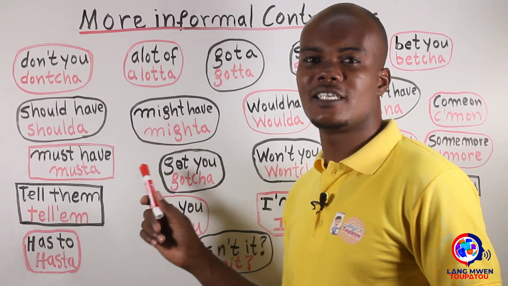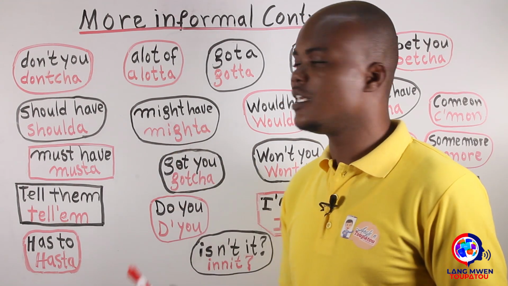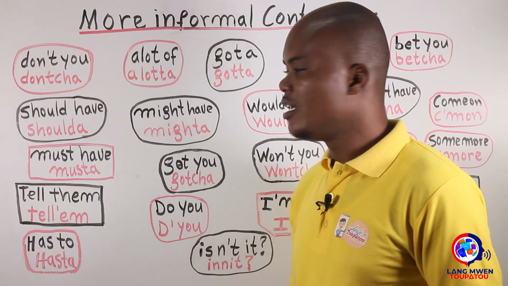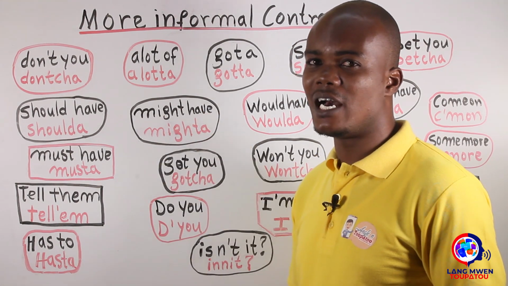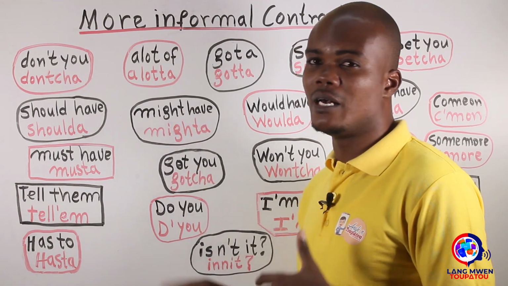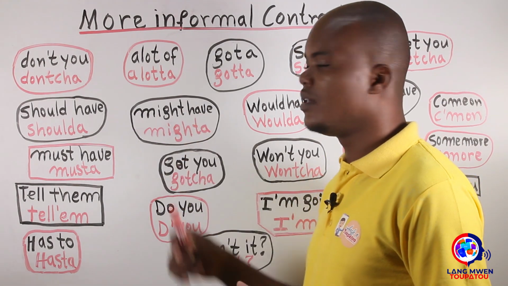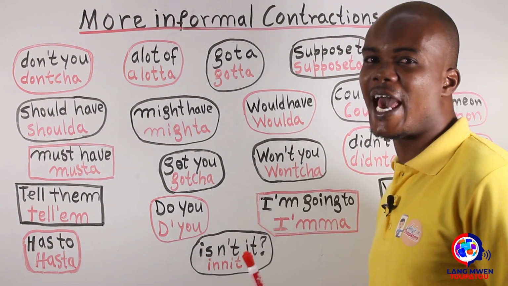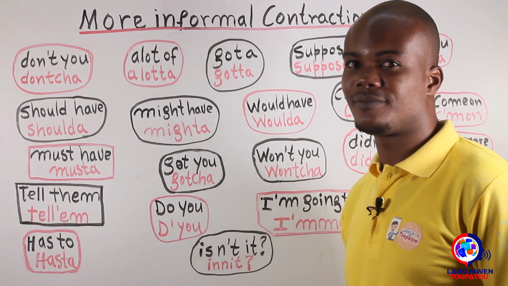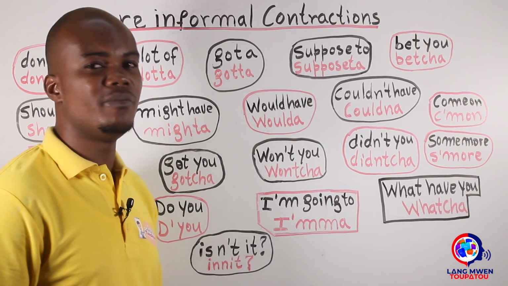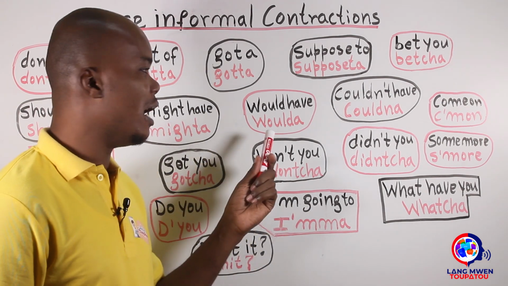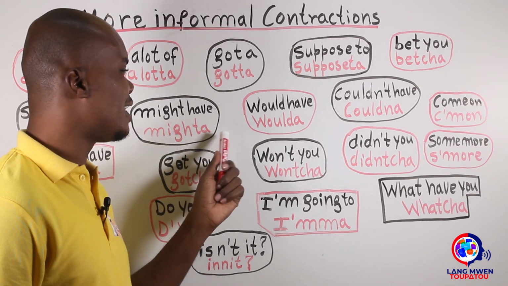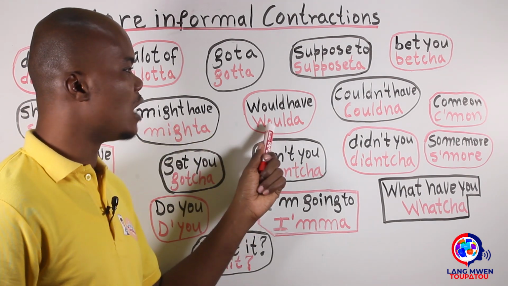The next one is "might have." Might is a modal verb. You say "mighta." Might have becomes mighta. And when you have "would have," you say "woulda." Would have becomes woulda.